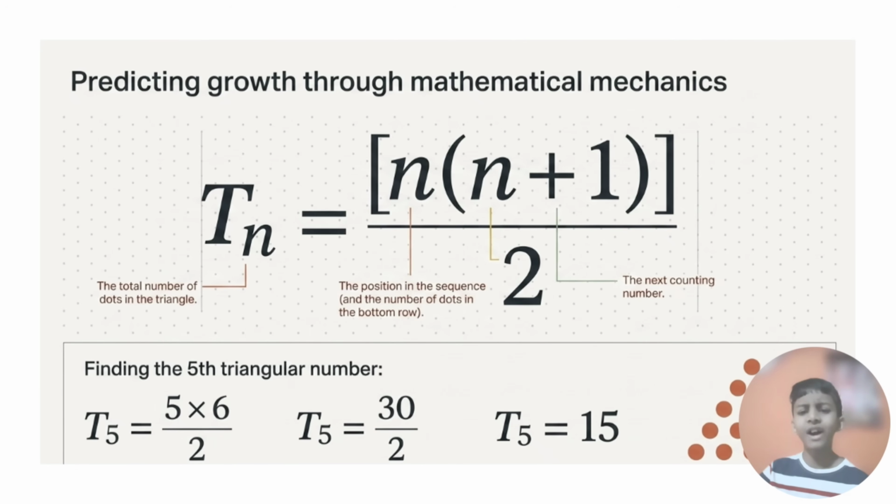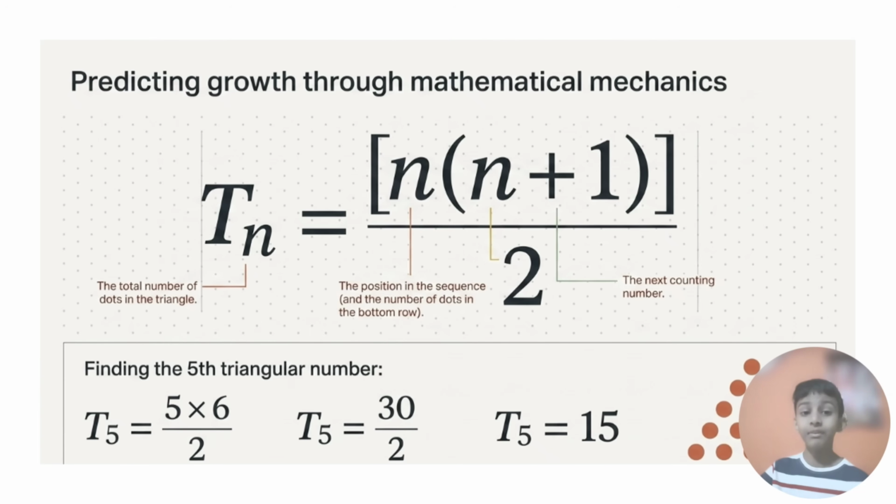If you want to find them quickly, there's a formula for that too. The nth triangular number is equal to n multiplied by n plus 1, divided by 2. Just replace n with a number. For example, to find the fifth triangular number, replace n with 5. Then do the following: 5 times 5 plus 1, which is 6, divided by 2. So 5 times 6 divided by 2, which is 15.